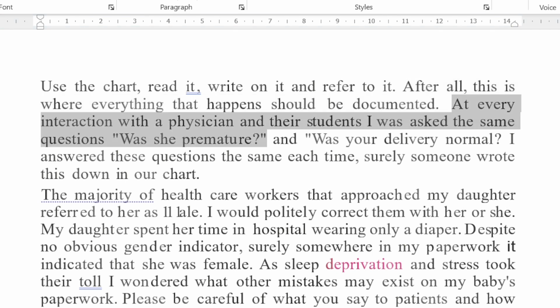"At every interaction with a physician and their students, I was asked the same questions. Was she premature?"